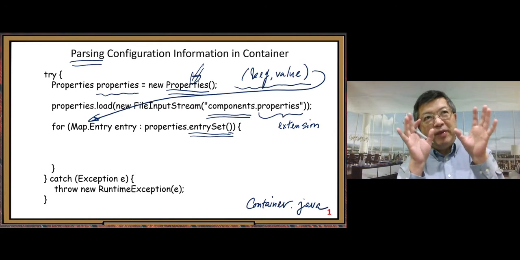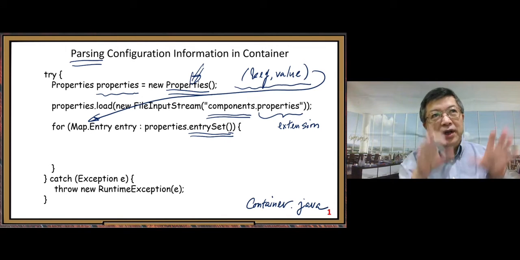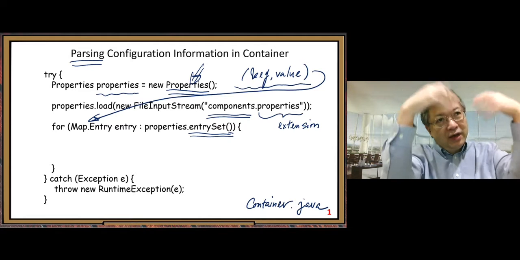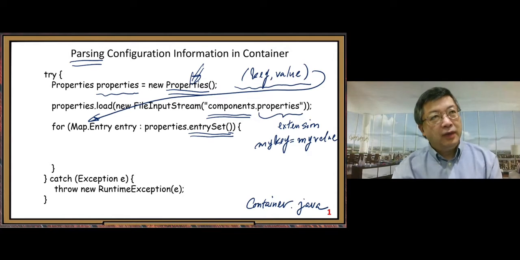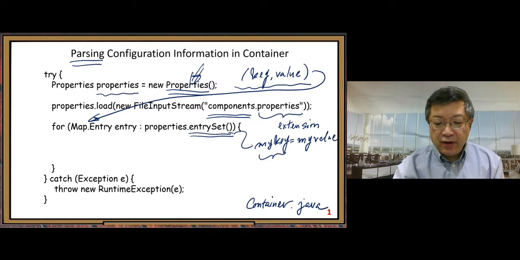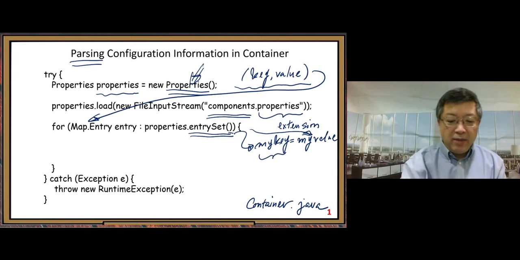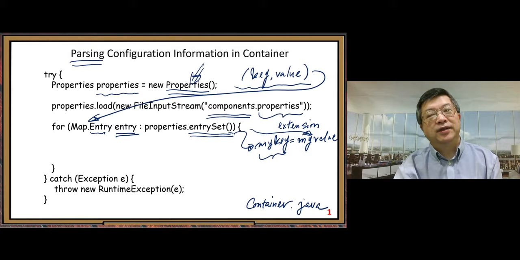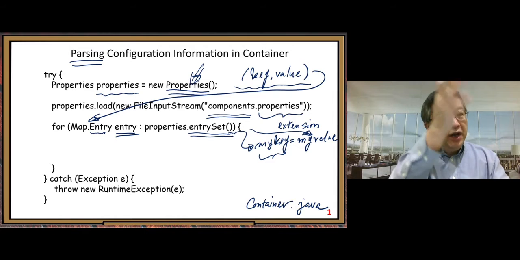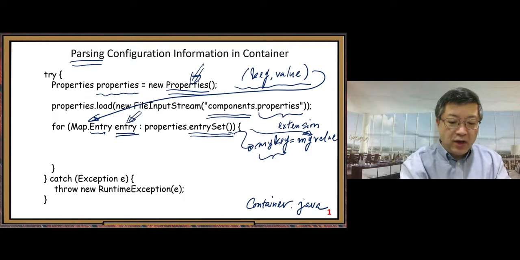So this method reads all the properties, then parses and extracts key value. Remember the format we use for the properties: my key equals my value, right? That's the format. So this method extracts the key part, then also extracts the value part, and then makes it an entry and puts it in the entry object, this time of Map.Entry type. So look at that. Then we can access key and value from this entry object.